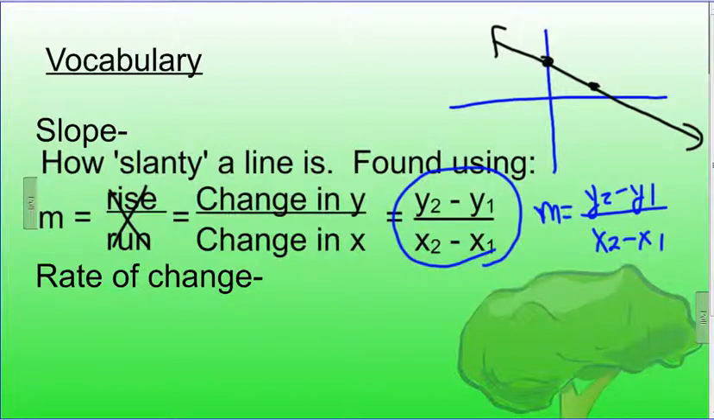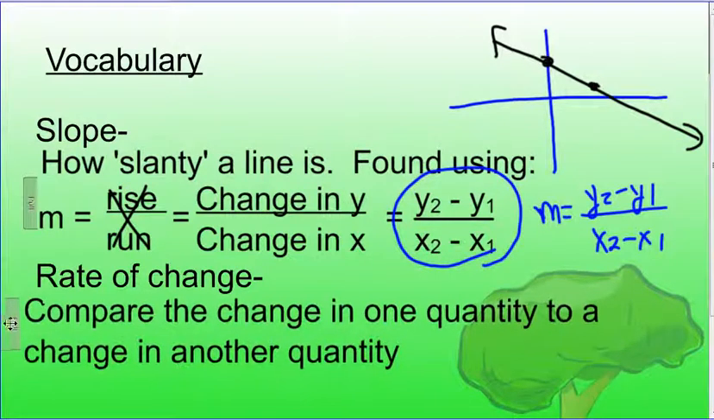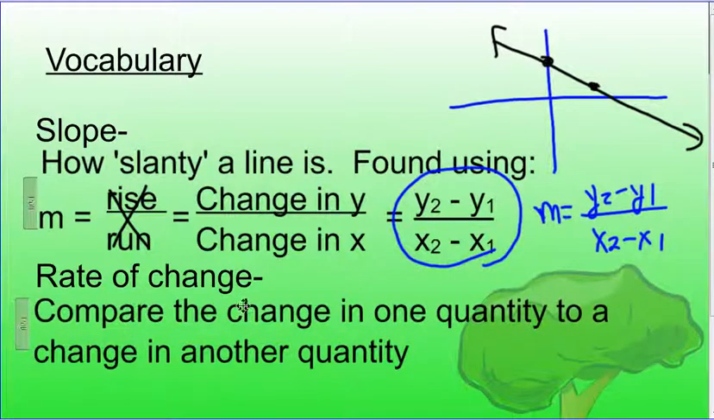Now, rate of change, on the other hand, compares the change in one quantity to the change in another. Hopefully you kind of see how that relates to the slope. We're comparing the change in one thing to the change in another thing. That's what slope is. Here we're talking about x's and y's. Here it's just one quantity and another quantity. It's really the same thing, though.